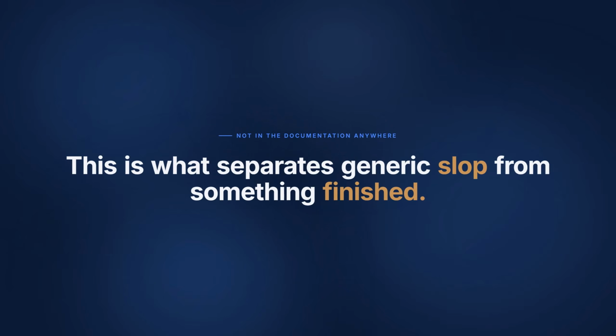This next part isn't in the documentation anywhere, and it's the real reason to watch this instead of reading the docs. 4 rules. This is how to use Remotion properly, and it's most of what separates generic slop from something finished.